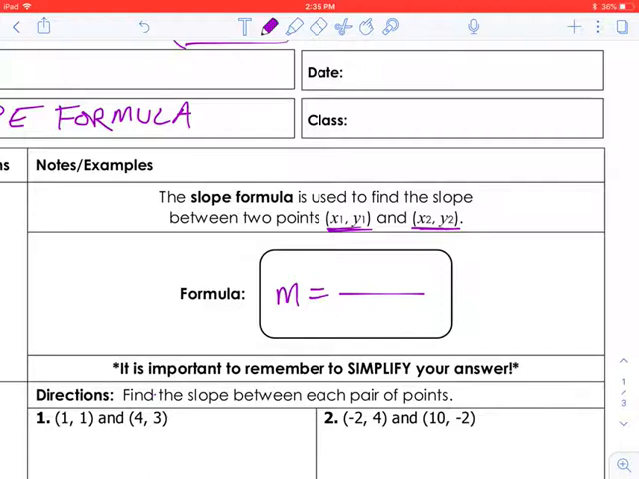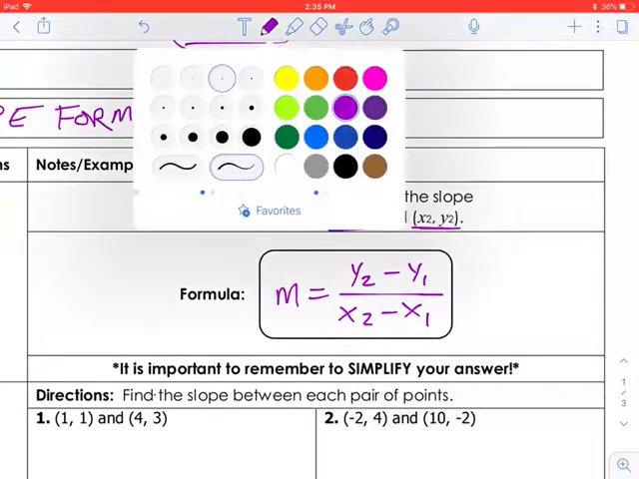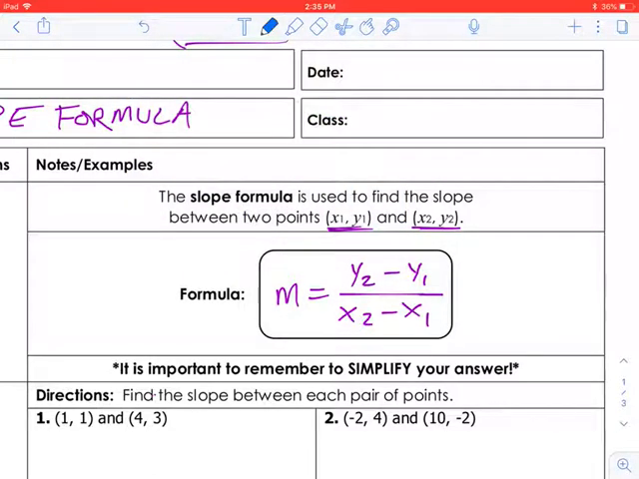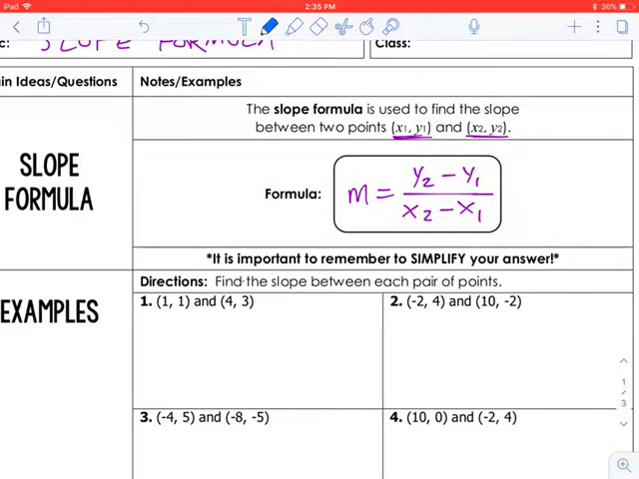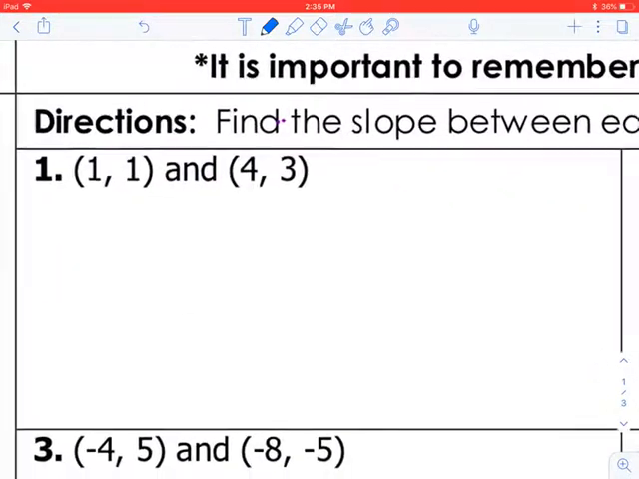So m is the change in the y over the change in the x, rise over run. So when you want to find the change between two numbers, you find the difference. So y2 minus y1 over x2 minus x1. Okay? Now, it doesn't matter if you start with the second y or start with the first y, as long as you start with the same x on the second part. So we'll kind of do both ways on this first one.